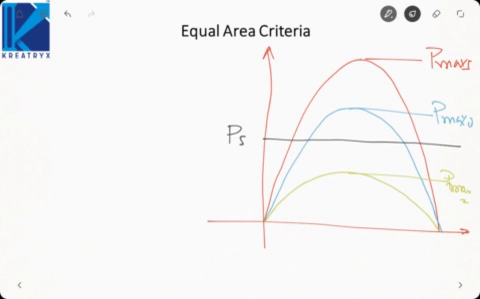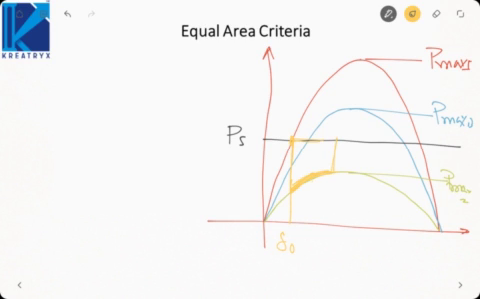So this will be my PS. Initially my system will be operating at this angle delta naught, that is the intersection of PS with your P max 1. Now as the fault occurs, we will move from the first curve to the second curve, and delta will go on increasing until the fault is cleared. Why is delta increasing? Because this is my mechanical input and this is the electrical output. Since mechanical input is greater than electrical output, delta will go on increasing.